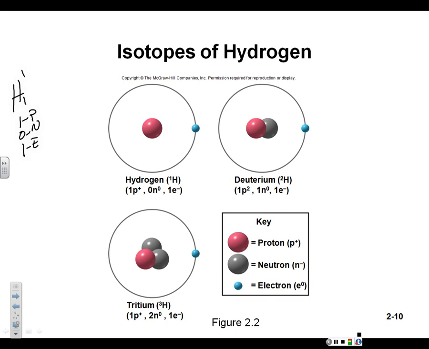All right, what's the mass of the first one? What's the mass of hydrogen? Huh? What's the atomic mass? 1. What's the atomic mass for deuterium? What's the mass of tritium? Question. Does that make sense, yes or no?